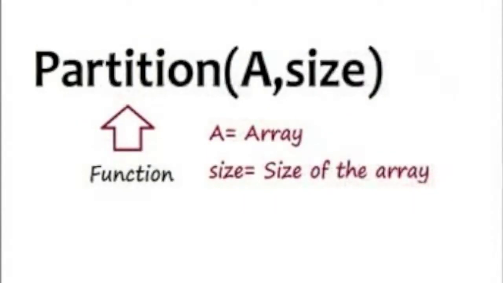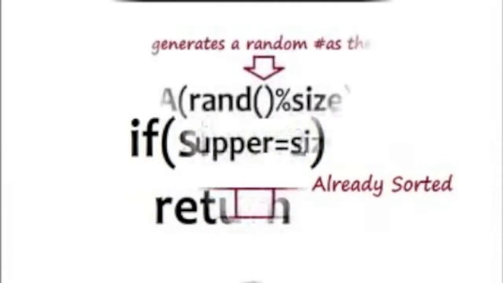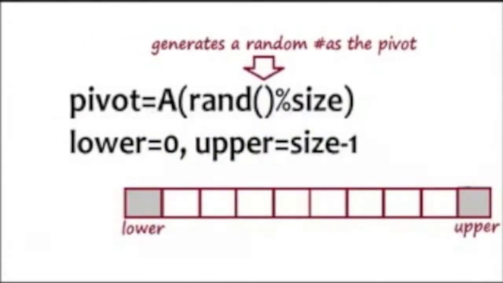I'll be giving you the pseudocode for quicksort. The first thing we do is start by creating a function called partition. Within this function, we're passing through the array and the size of the array. After you have created the function, we go on to make an if statement. If the size is less than 2, we return the array because it's already sorted. Next, we randomly generate a pivot.